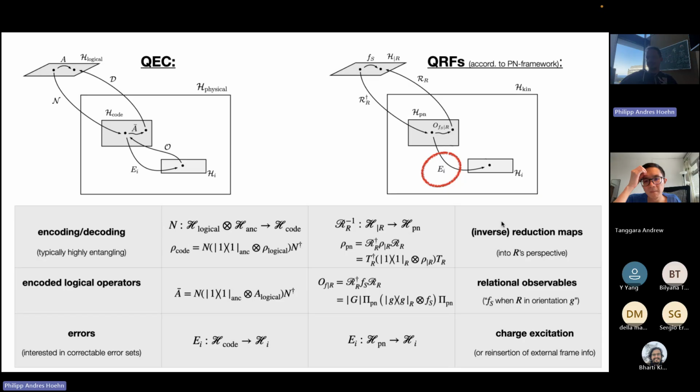this is actually a unitary. But what is important is that it's a non-local unitary. That's important because if it was just a local unitary, you wouldn't really change much except for a local basis change. But these quantum reference frames are non-local unitaries.